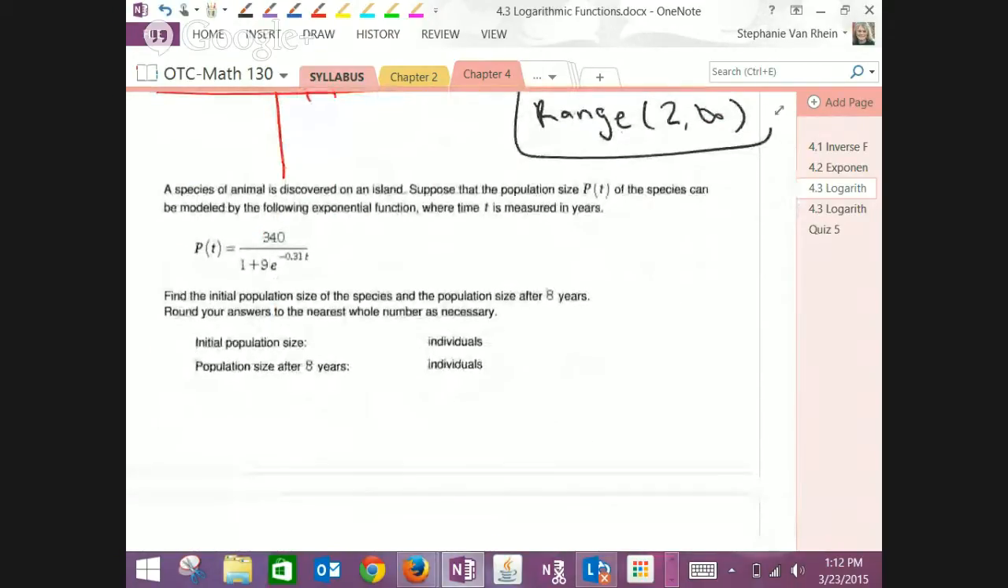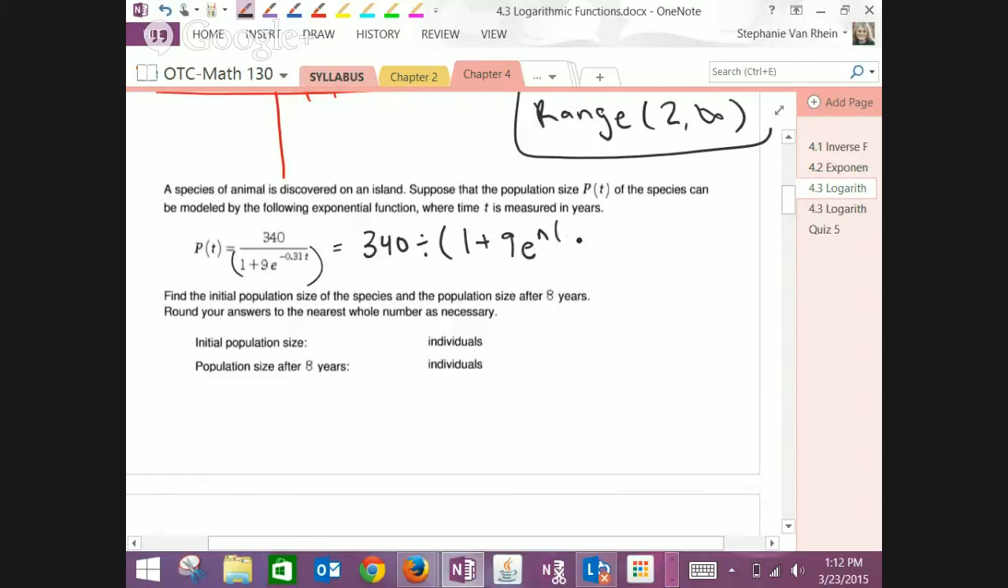So this one is, can you plug it in your calculator? Be very careful with your parentheses. If you're plugging this in your calculator, 340 divided by open parentheses, 1 plus 9 e to the caret, open parentheses, minus 0.31 times 8, close parentheses, or 0, depending on if you're doing the initial population. Here, the initial population is t is 0, which would be 340 over 1 plus 9 to the 1, which is 340 over 10.